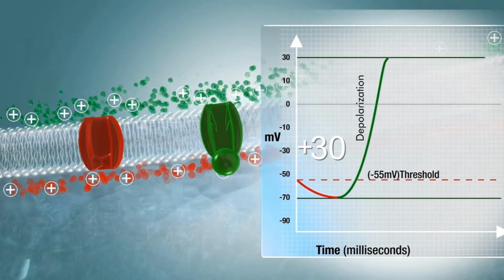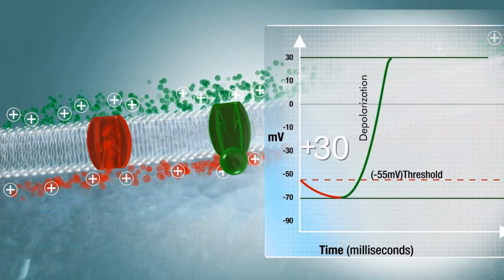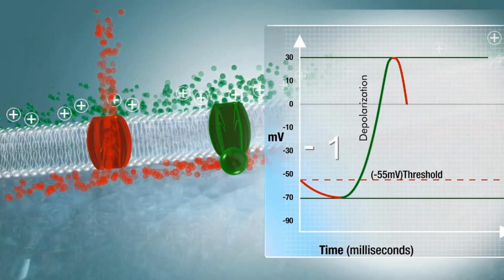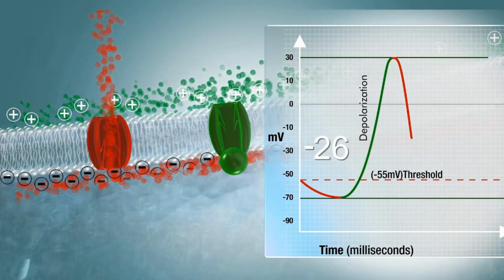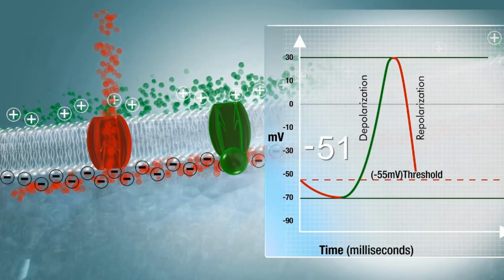At the same time the sodium channels close, the slower voltage-gated potassium channels open and allow potassium ions to rapidly diffuse out of the cell. The removing of positive charges from the inside of the membrane causes its internal surface to become negatively charged again, or repolarized.